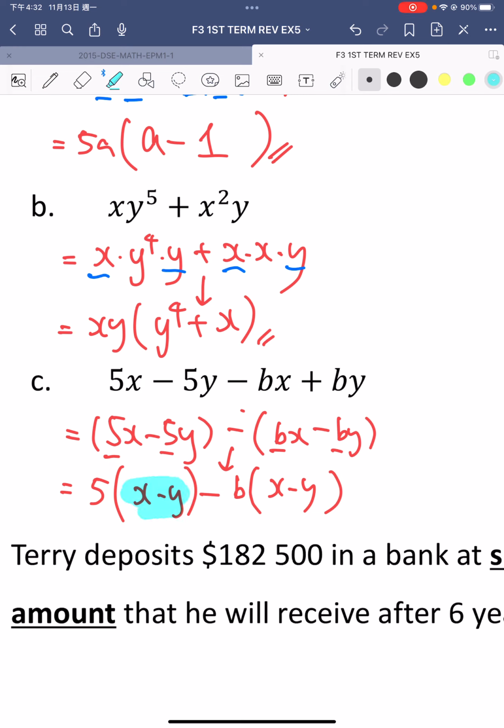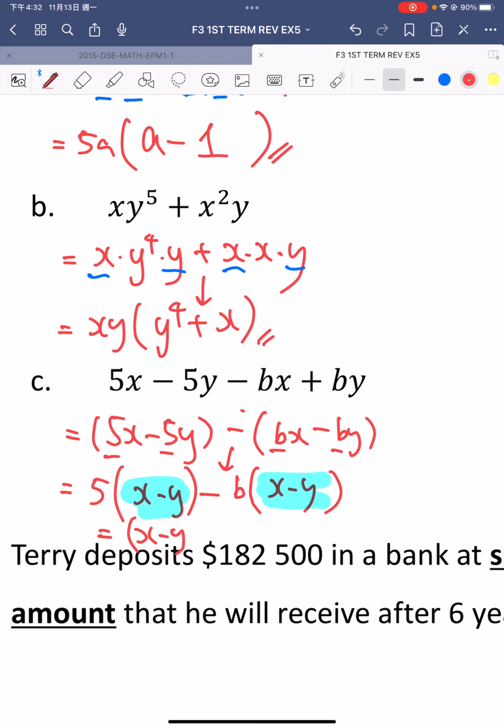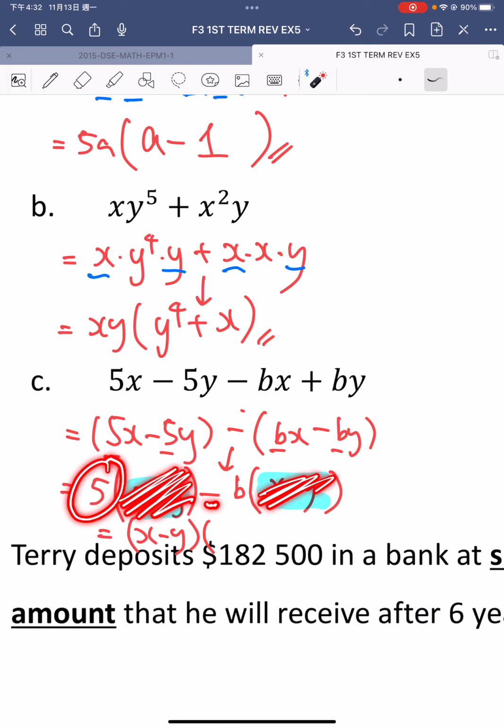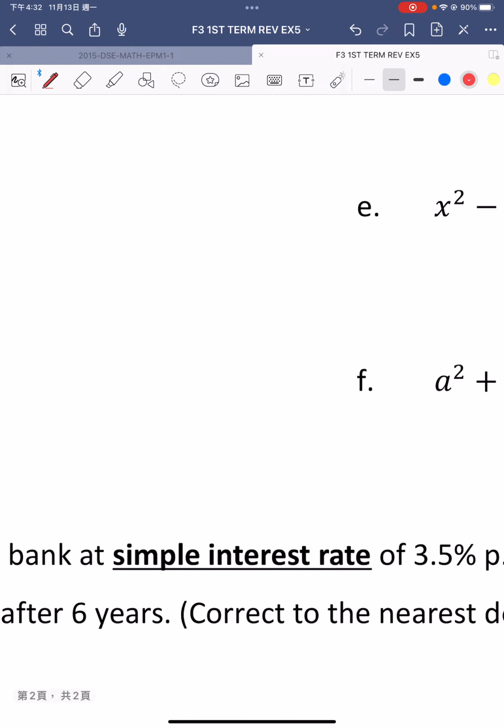We can consider x minus y as a common factor. Then we take x minus y out, and what we have is just 5, and we have a minus here, and we still have a b, so we can say this is equal to x minus y times 5 minus b. Okay, so that's for question C.